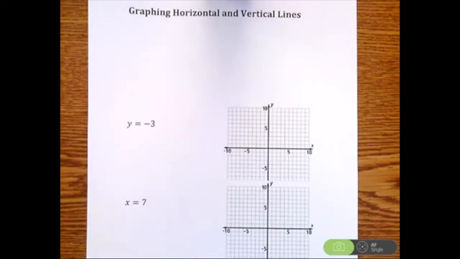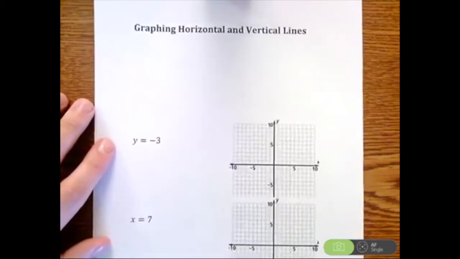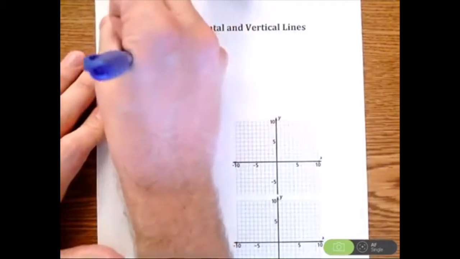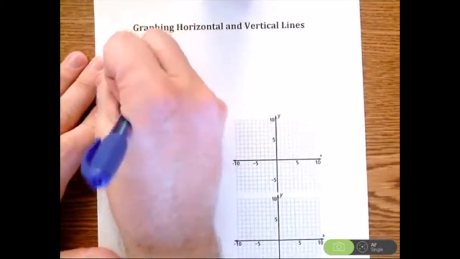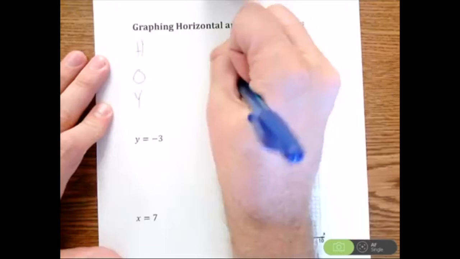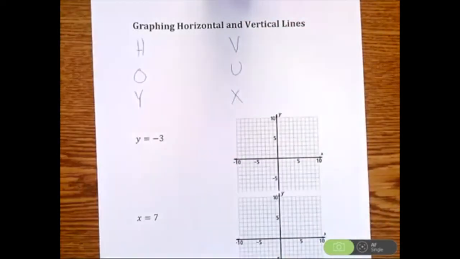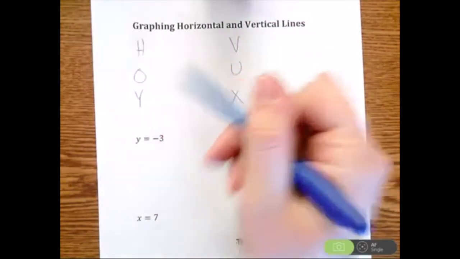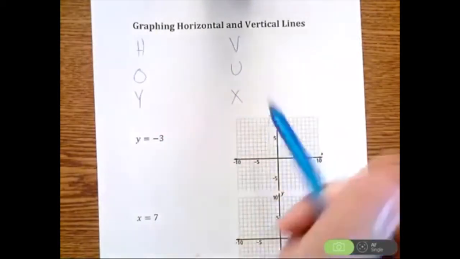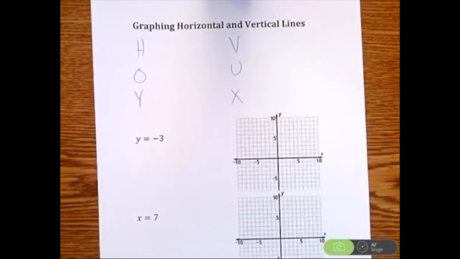I'm not really sure. So there's a little saying I'm going to show you that helps you figure that all out. The saying might seem crazy at first, but the more you say it, you're going to remember it and it helps you through it. And the saying is HOY VUX. HOY VUX. What this is going to do is help you graph horizontal and vertical lines, as well as remember important characteristics about them.